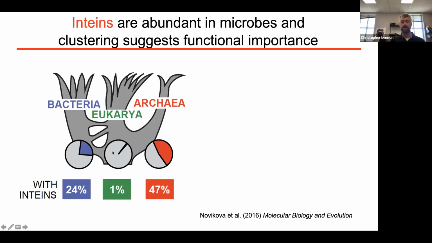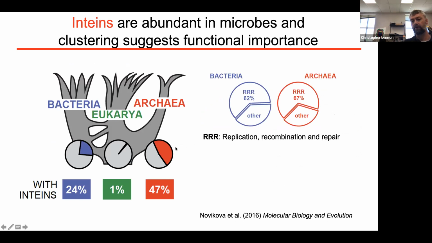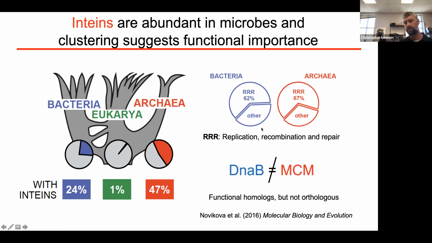Okay, so where are inteins found? Well, it turns out that in the two prokaryotic domains of life, inteins are abundant. They're found in about 1/4 of all bacteria and about 1/2 of all archaea. And in both these domains, more often than not, they're found within these RRR proteins, proteins involved in DNA replication, recombination, and repair. What's really remarkable about their clustering to these genes is that oftentimes, while these are functionally homologous, meaning that they do the same thing in these different organisms, they evolved independently to do so. So they are non-orthogonal.